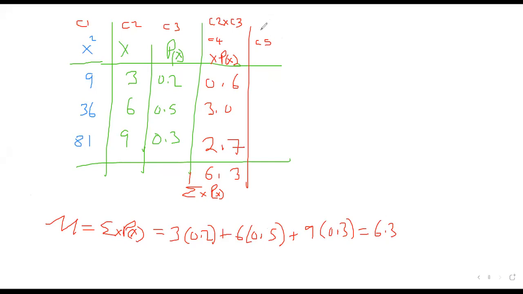Then column 5 is simply multiply column 1 times the probability, which is column 3. So after we squared, we found this by squaring these figures. You multiply it by the probability. Here we get 1.8. 36 times 0.5, we get 18. 0.3 times 81, we get 24.3.